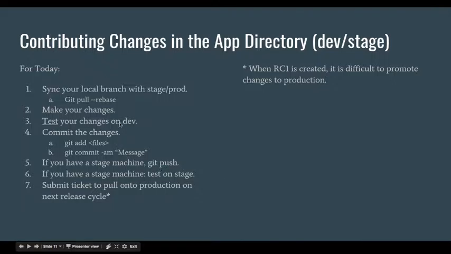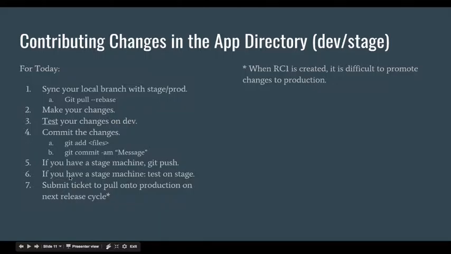So for today, like I said, it was a little involved, and here are some of the steps that you would do to make your changes. You're making changes in the app directory. Let's say you have modified a component to have a specific functionality that your hub needs. You would want to sync your dev machine to what stage and production look like by doing a git pull. You would then make your code changes, test them on your dev host, and then commit the changes as you would normally.